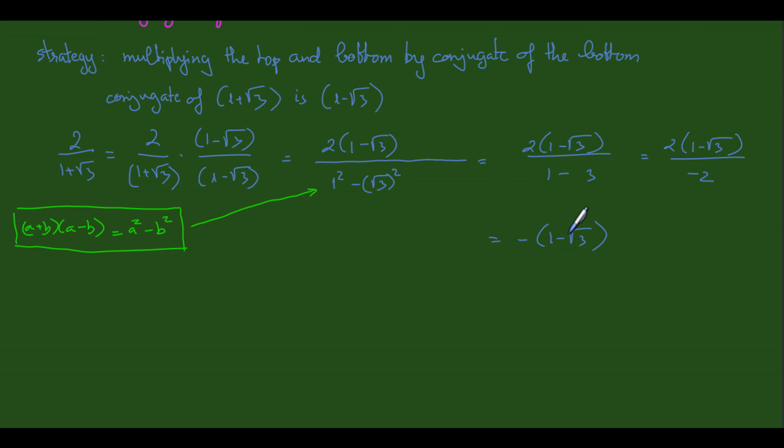Then now you can distribute it, or you can leave it like this, but I'm going to go ahead and distribute it. Then it becomes square root of 3 minus 1. This is your final answer. Okay. All right. So that is how you rationalize by using the conjugate. I'm going to give you another example.